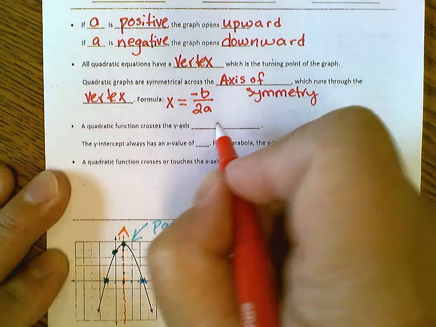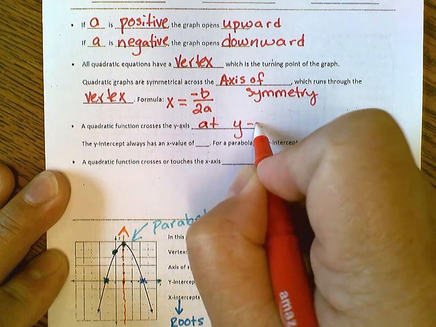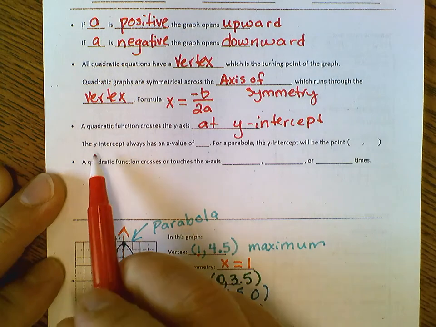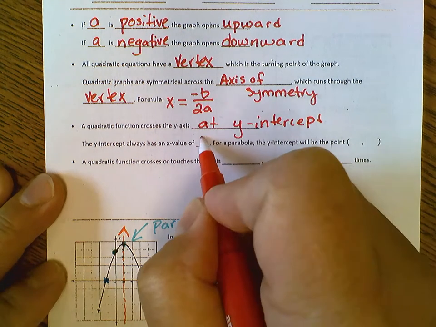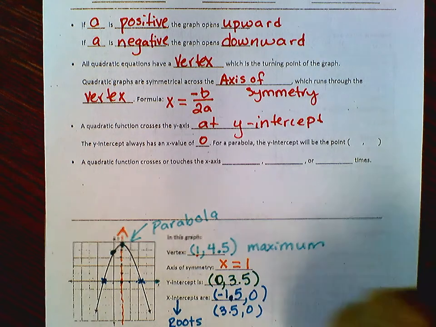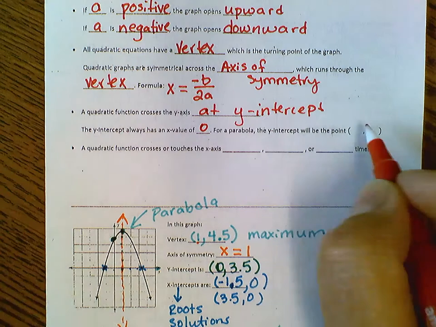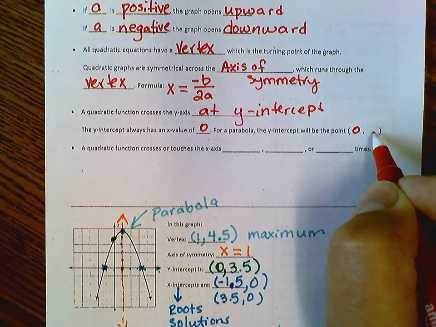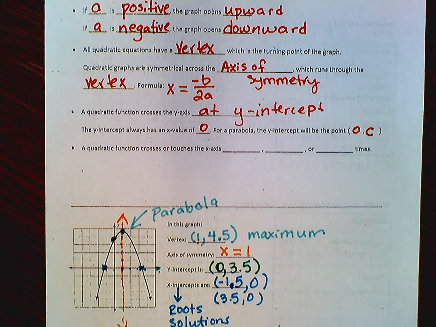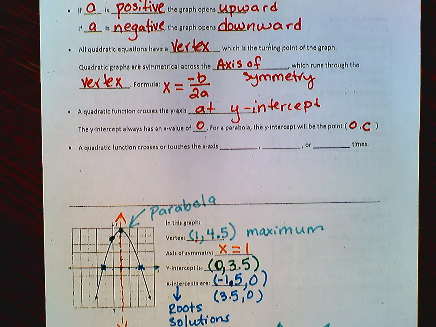Okay, so a quadratic function crosses the y-axis at the y-intercept. And every y-intercept always has an x value of 0, because remember, it's on the y-axis, so that x value is 0 on the y-axis. So for a parabola, the y-intercept will always have x equal to 0, and then whatever the y value is. And in our standard form, it's going to be our c value, the constant term at the end.